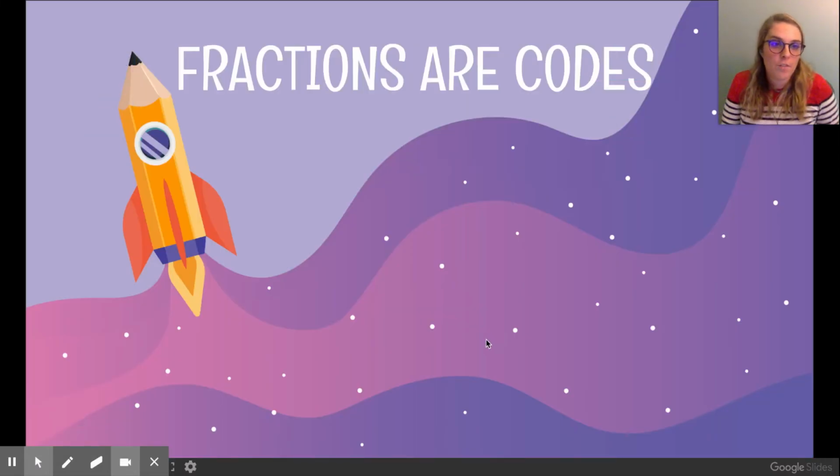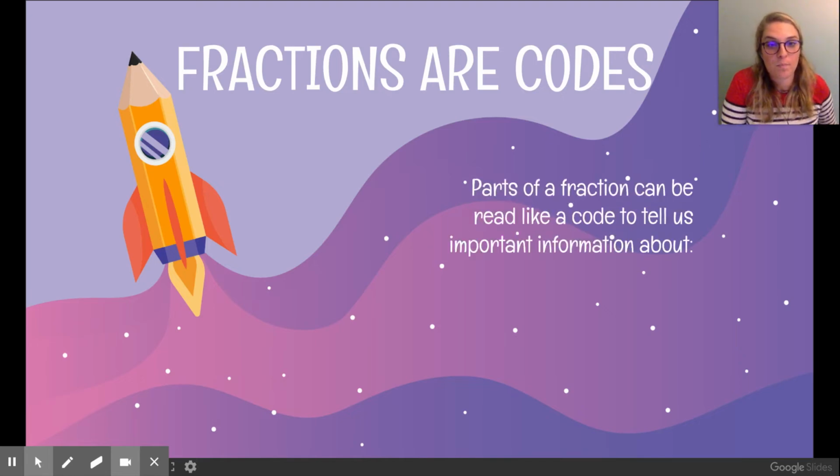As a reminder, if you're a Hadley friend, you know that I always like to describe fractions as codes. We know that we're always math detectives in a VCP math classroom. And when it comes to fractions, we super duper got to stick that detective hat on because fractions are basically codes. The numbers in our fraction give us secret messages.